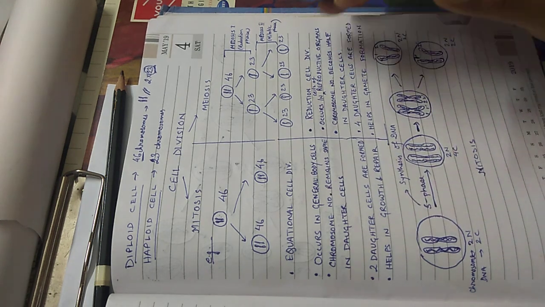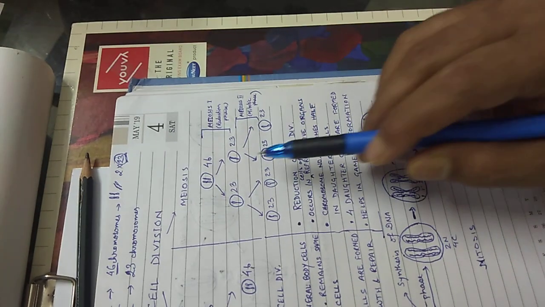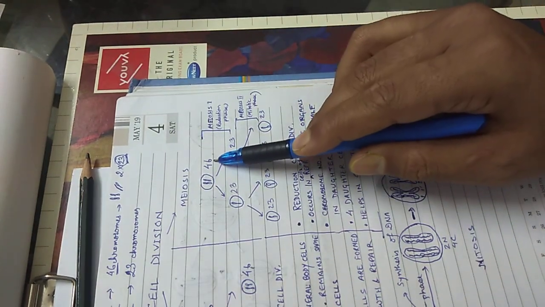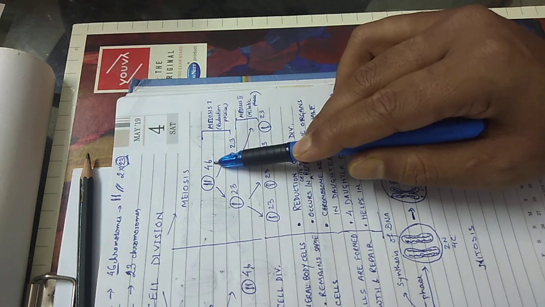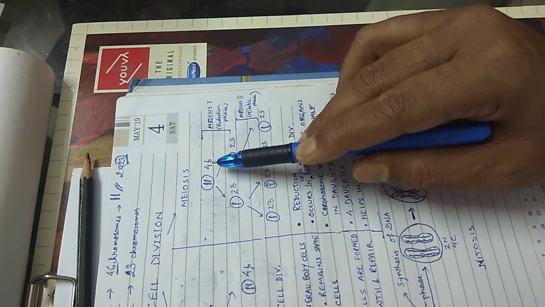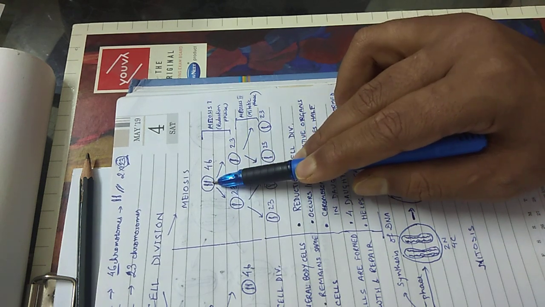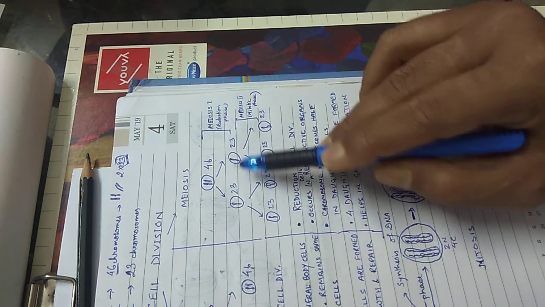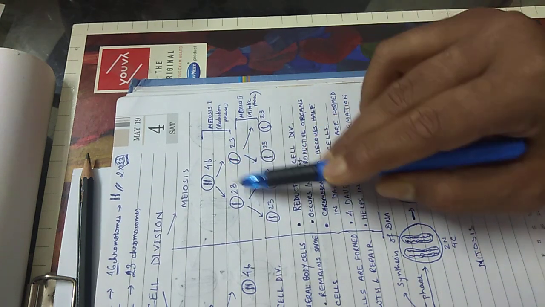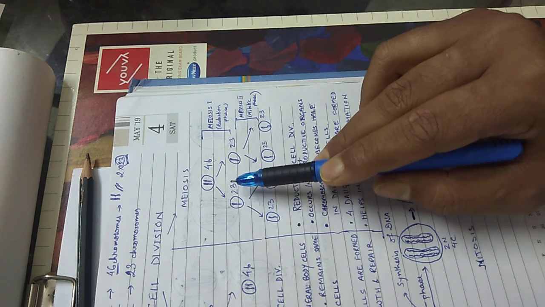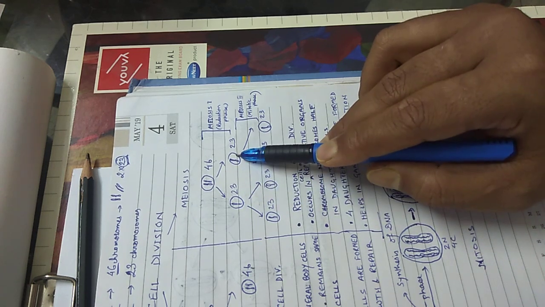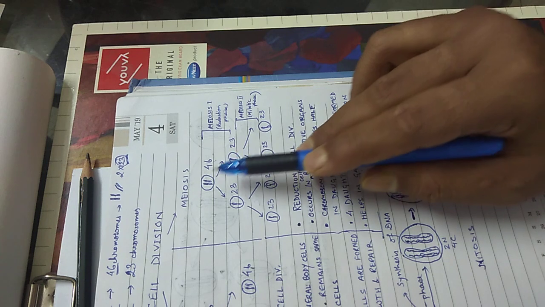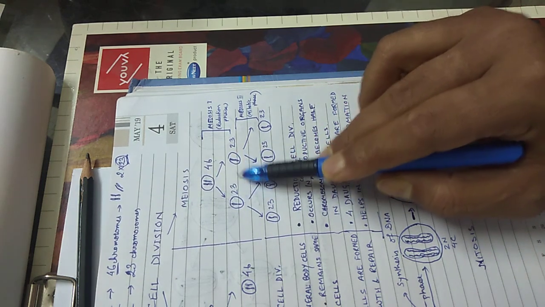The other type of cell division is called meiosis. So in meiosis, what happens? Suppose we begin with a general body cell. I am taking the example of a human cell. Suppose there are 46 chromosomes. In the first step, this parent cell or mother cell will divide into two daughter cells, and each cell will have half the number of chromosomes. So there will be 23 chromosomes in each of the daughter cells. That means the chromosome number will become half.